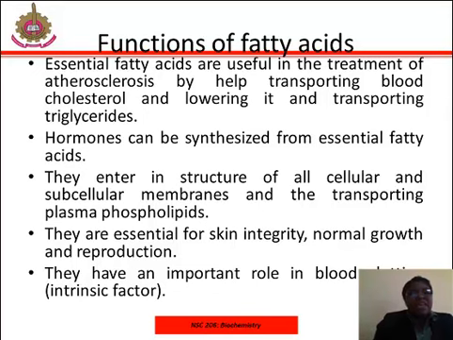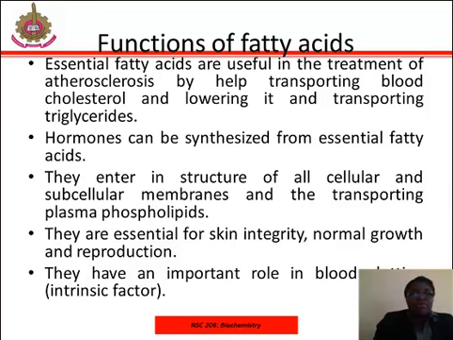Essential fatty acids are useful in the treatment of atherosclerosis by helping transport blood cholesterol and lowering it, and transporting triglycerides. Hormones can also be synthesized from essential fatty acids, and they enter in the structure of all cellular and subcellular membranes and the transporting plasma phospholipids. They are essential for skin integrity, normal growth, and reproduction.